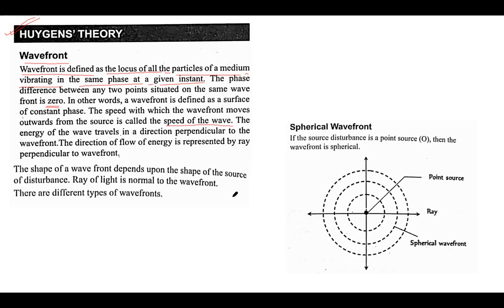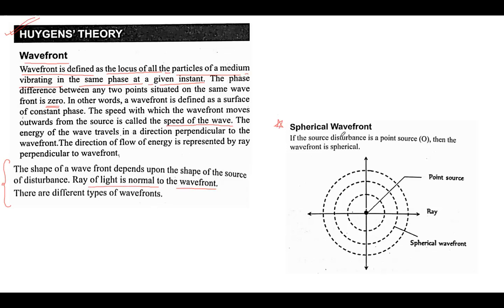Perpendicular to the wavefront. The shape of a wavefront depends upon the shape of the source of disturbance, right? A ray of light is normal to the wavefront. There are different types of wavefront. Okay? So this ray of light is normal to the wavefront.